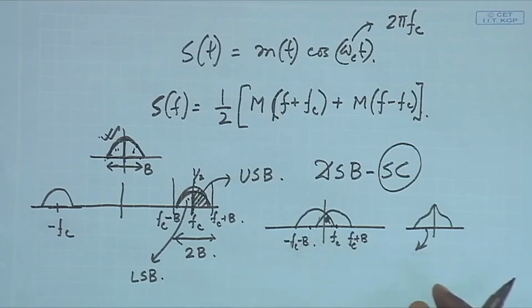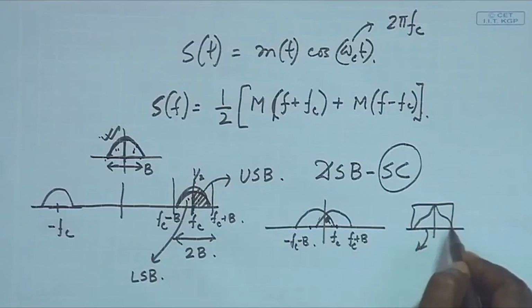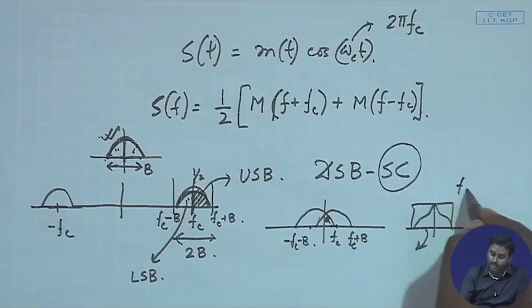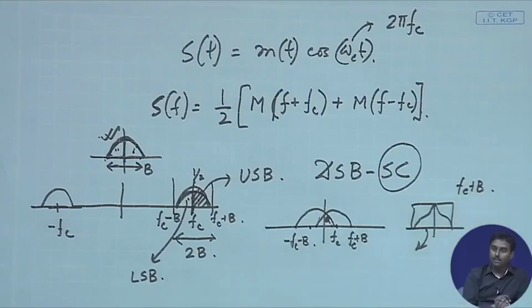So after doing this modulation, I cannot employ any kind of band pass filtering. I will have to employ a low pass filtering of bandwidth fc plus b, okay, and that will distort the signal. Of course it is already baseband, so if I try to see the time domain signal, it will be distorted because the frequency components have been distorted.